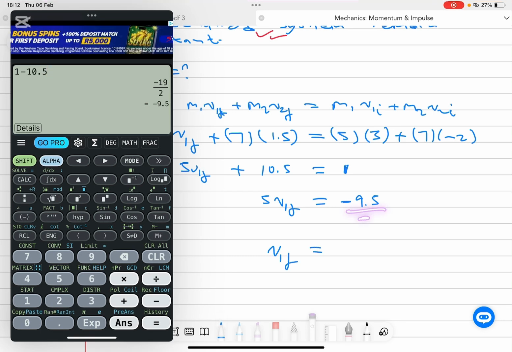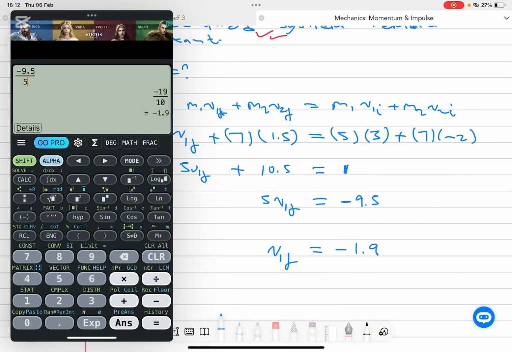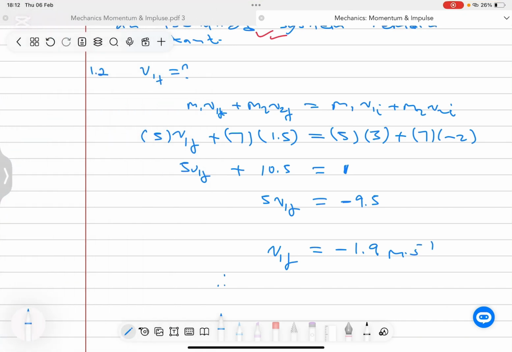Now here, remember we have a 5 here. If I punch this on a calculator, negative 9.5 divided by the 5, this gives me a negative 1.9 meters per second. Now this can be interpreted to be V1 final is equal to negative 1.9 meters per second. Remember, negative in this case would mean to the left. So it means this object actually would go to the left after the collision.